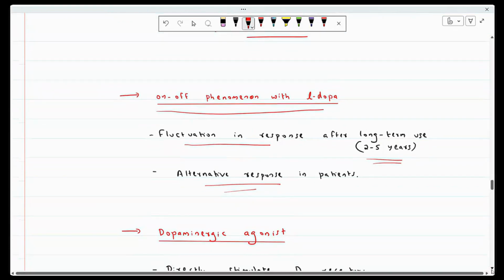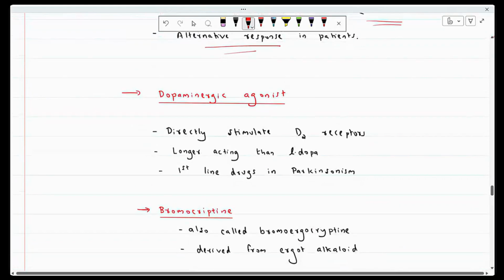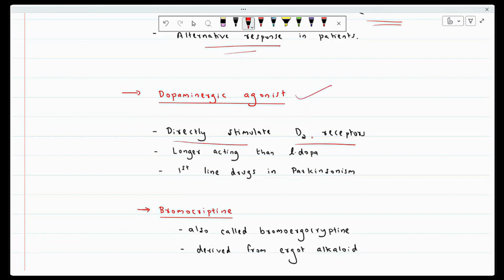Now we'll move to the drugs which can directly bind to the D2 receptors. We have already told the classification. D2 agonists directly stimulate the D2 receptors. They are called dopaminergic agonists. Now, what is the advantage? They are longer acting when you compare them with levodopa. And since they are longer acting, they are more first-line drugs or the drug of choice in Parkinsonism. The most commonly used drug in Parkinsonism is, of course, levodopa-carbidopa, the most effective drug. However, the drug of choice will be this D2 agonist, especially the non-ergot D2 agonist.